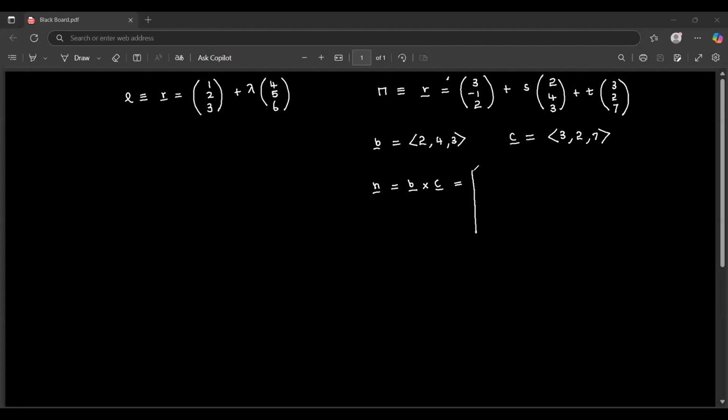So how do we do the vector product? I will also attach the video for that. But here I will just use the idea that we have learned until now. So i, j, k. Here we have B first, so that will be 2, 4, 3, and then 3, 2, 7.